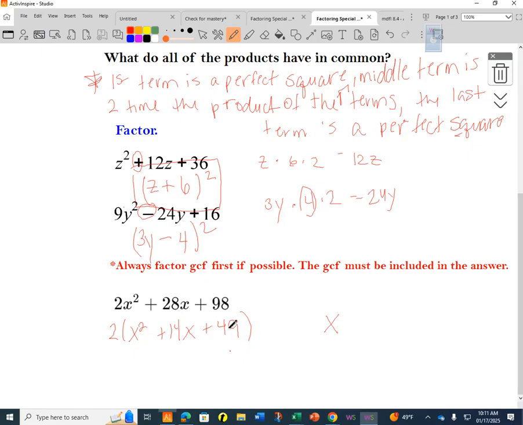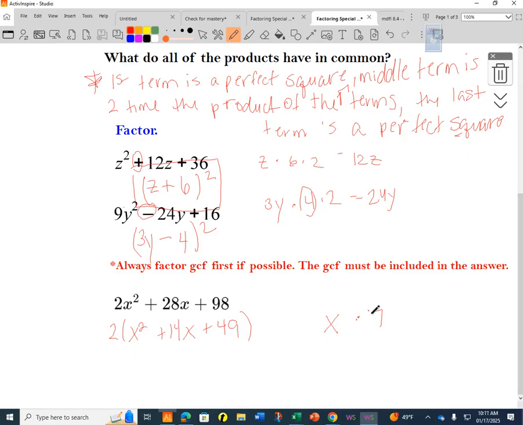Is 49 a perfect square? What do you think, Jacoy? Is there a number you can multiply by itself to get 49, Jacoy? I can't hear you, Jacoy. What can you multiply by itself to get 49? 6 times 6 is 36. 7 times 7 is 49, so the perfect square, I'm sorry, the square root of 49 is 7. That is a perfect square, the square root is 7.